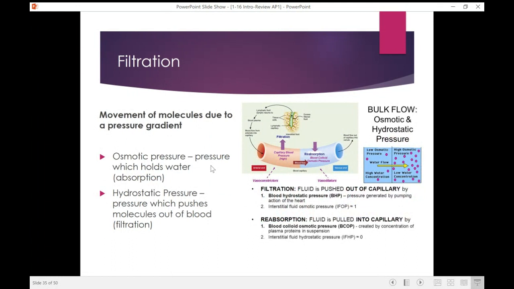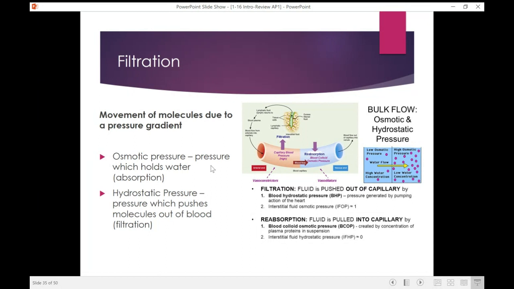Okay? So what's filtration? Filtration is the movement of molecules, again, due to this pressure gradient, okay? And so we have osmotic pressure. Osmotic pressure is pressure which holds the water. Okay, this would be what's called absorption. Now, remember that inside of our blood, for instance, we have all of these different proteins like albumin, and albumin helps us to hold in that concentration of water within our blood.